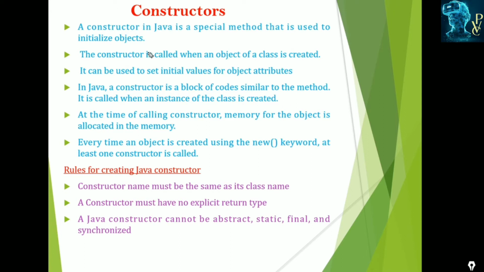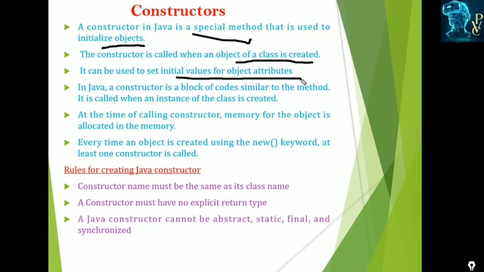Here we learn about the constructor. A constructor is Java's special method which is used to initialize the object. What is the meaning of initializing the object? It means instantiation, initializing. Default values can be assigned with the help of constructors. A constructor is called when an object of a class is created. When we create the object, the constructor is automatically invoked, and it can also be used to set initial values for the object attributes.